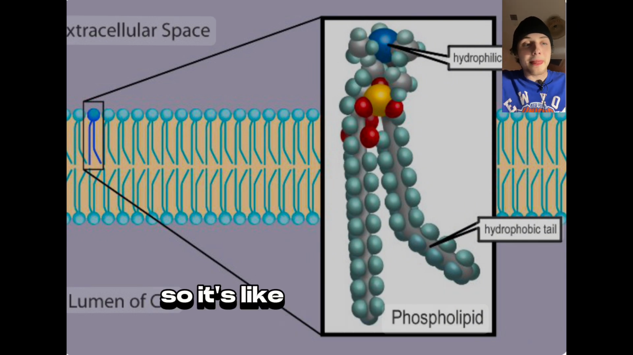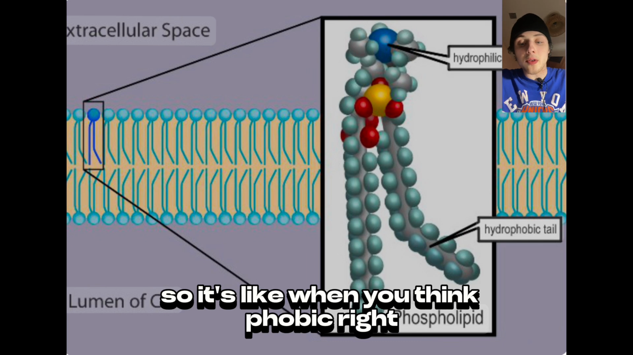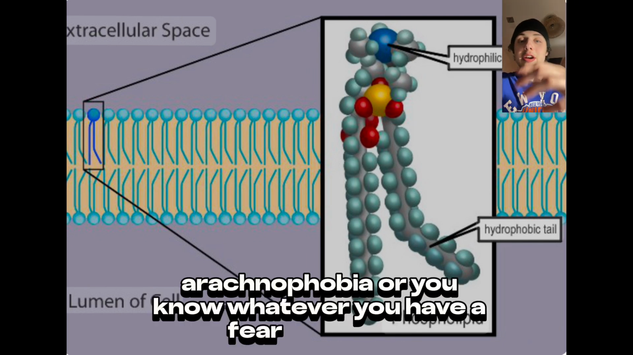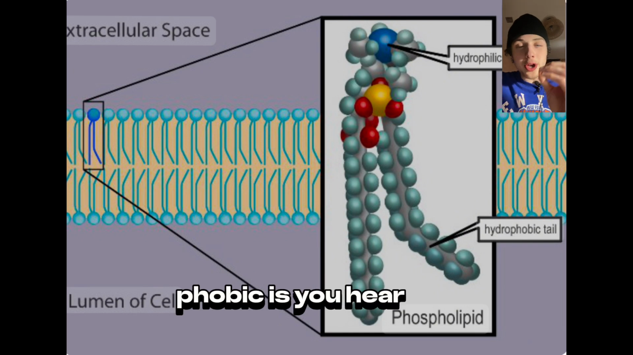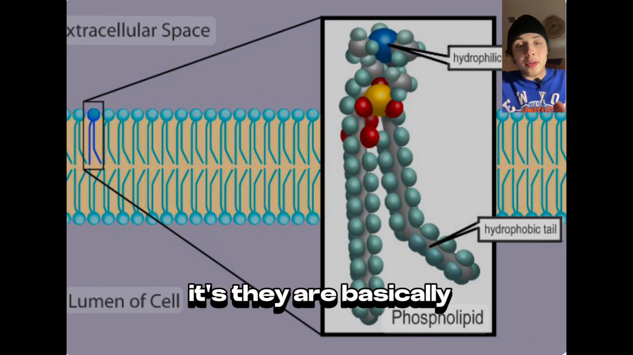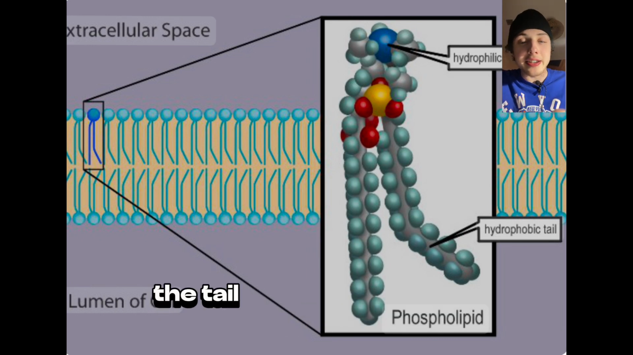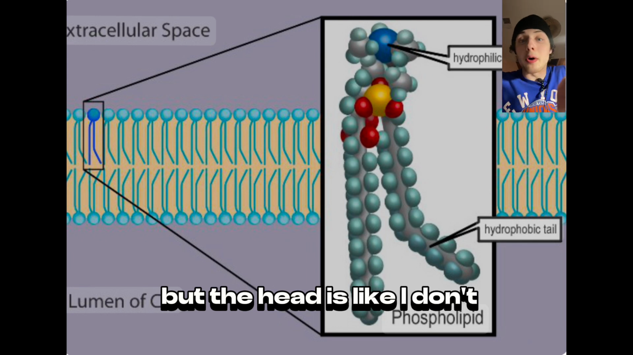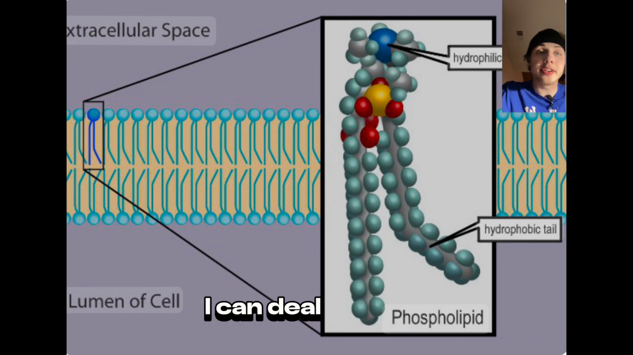So it's like when you think phobic, right? Arachnophobia, or whatever, you have a fear of heights. When you hear phobic, as in arachnophobia, they are basically scared of water. You can think of it like that. The tail doesn't want to get near the water, but the head is like, I don't mind. I'm hydrophilic. I can deal with it.